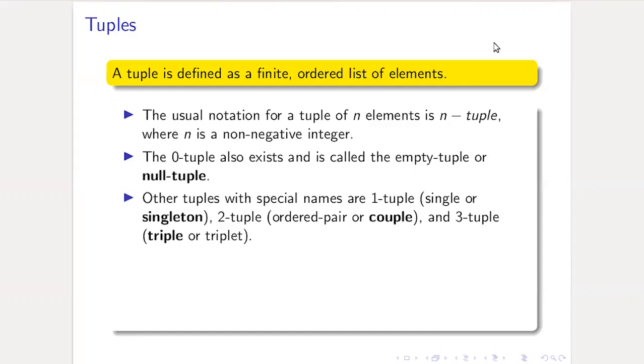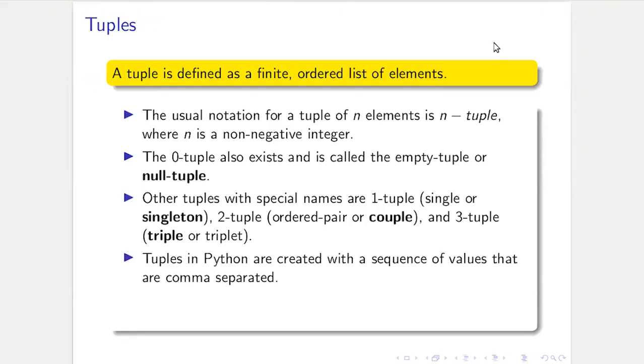So I have highlighted the more widely used names here, like null tuple, singleton, couple, or in the case of a 3-tuple, which is a triplet or a triple. So these are the more widely used names. But in general, we can indicate the number of elements n and write n tuple.